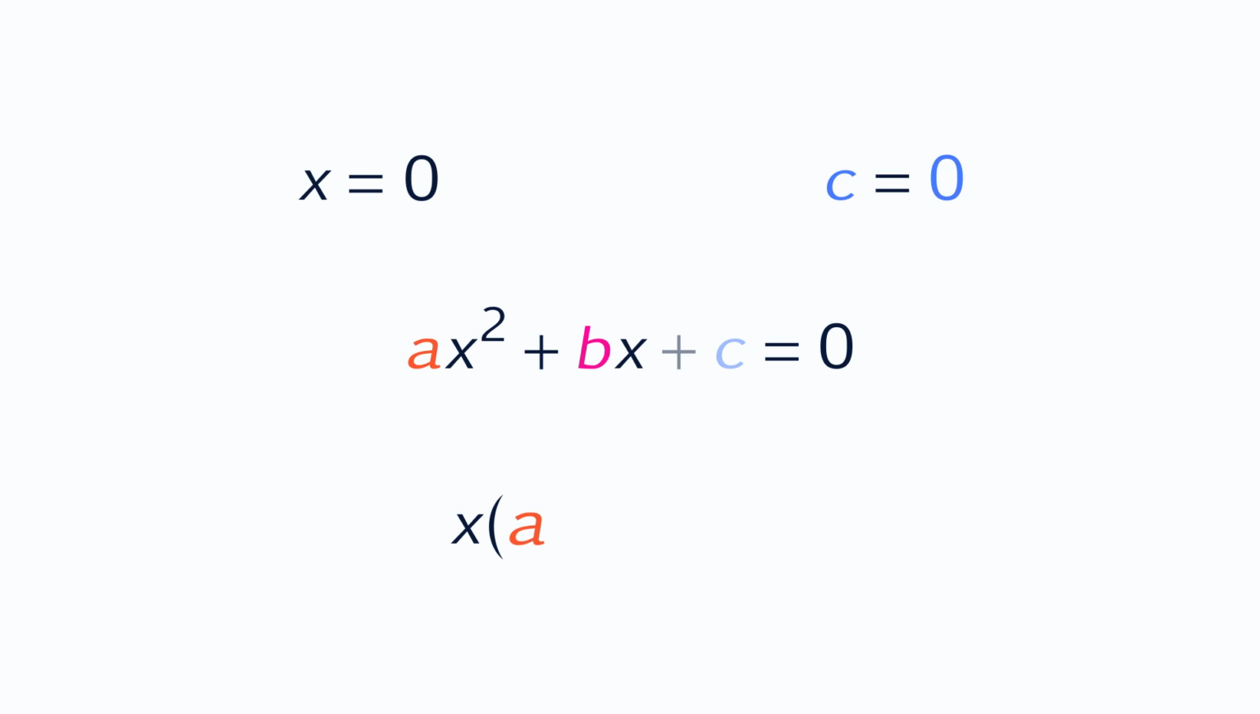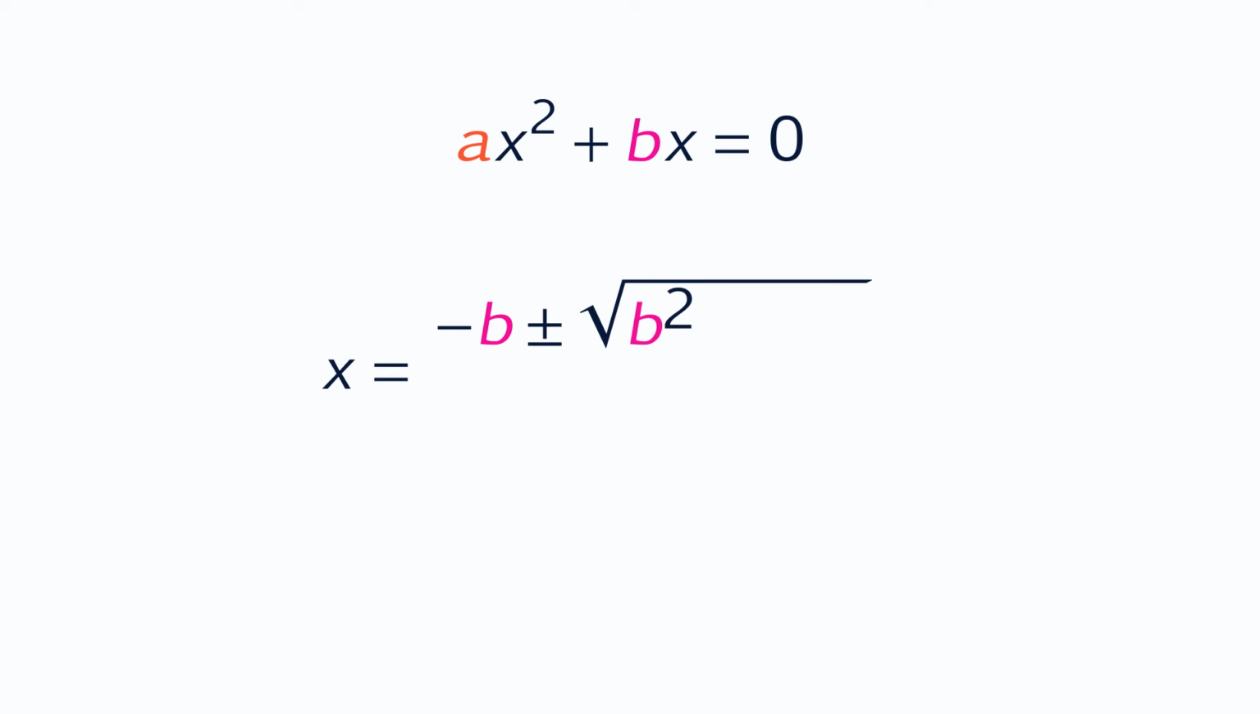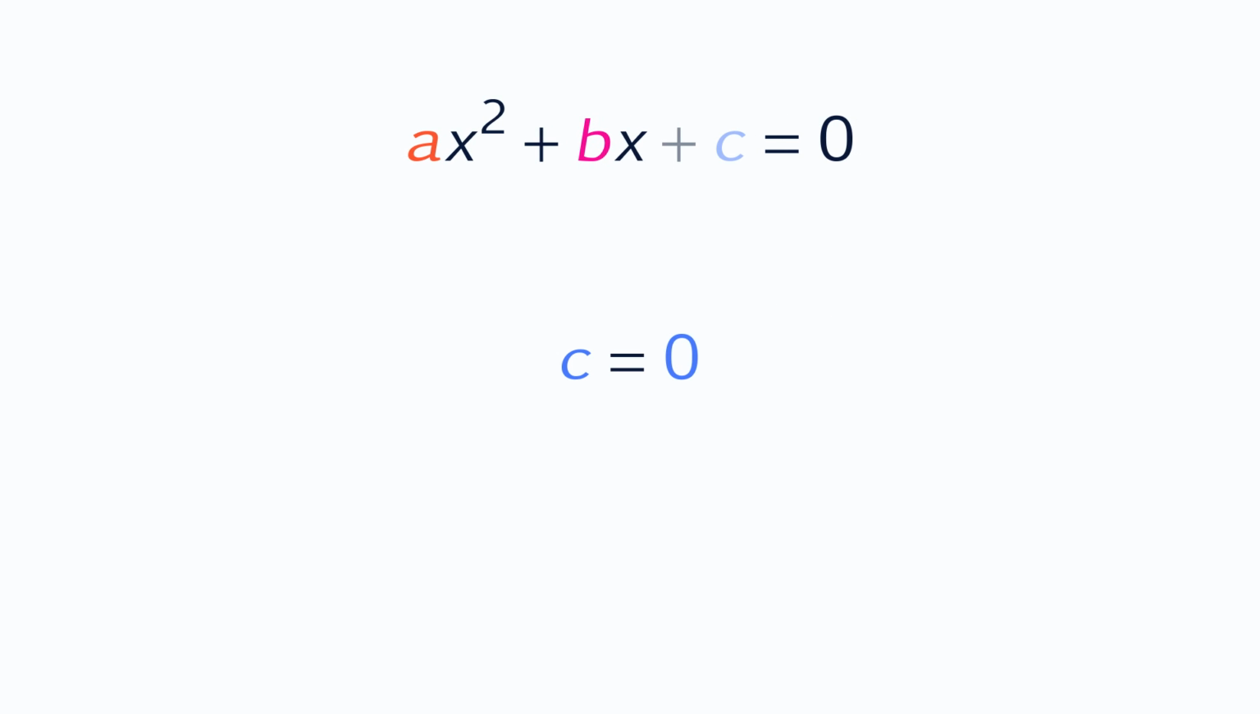This is because x is a factor in both terms and can be put outside of parentheses. Then the solutions will always be x equals 0 and ax plus b equals 0, which gives x equals minus b over a. It's once again worth noting that you can get the exact same solutions by using the quadratic formula. The method in this video is simply a faster and easier way to get to the answers when the coefficient c equals 0.